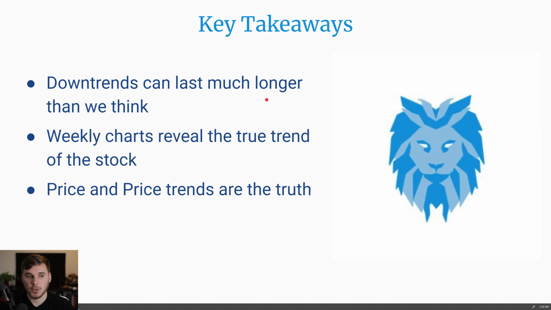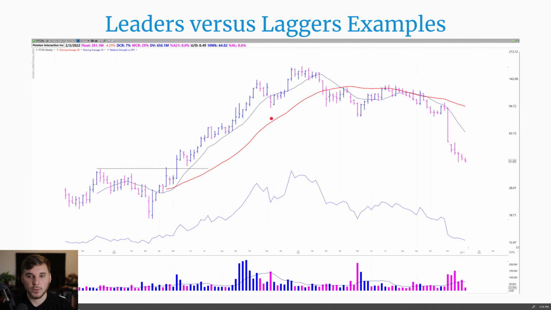Downtrends can last much longer than we think. Weekly charts reveal the true trend of the stock, what institutions are doing, whether they're accumulating or basically selling off their positions. And price trends are the truth, not the fundamentals. Basically, for every single one of these stocks, people on Twitter have been saying their fundamentals are fantastic, but that's just not reflected in the price trends, which is the ultimate decider of whether a stock is good or not.